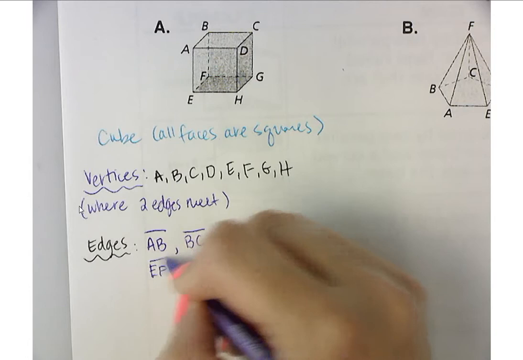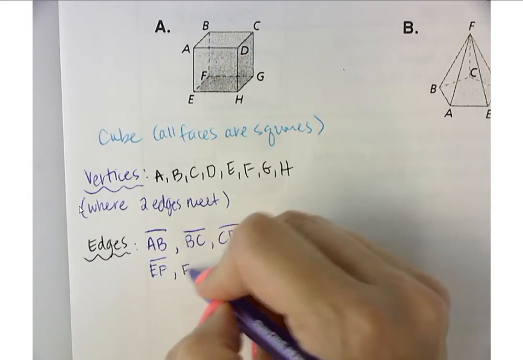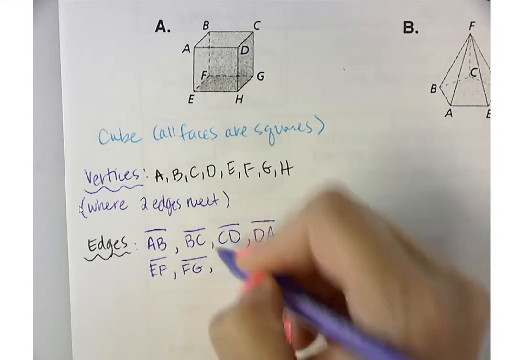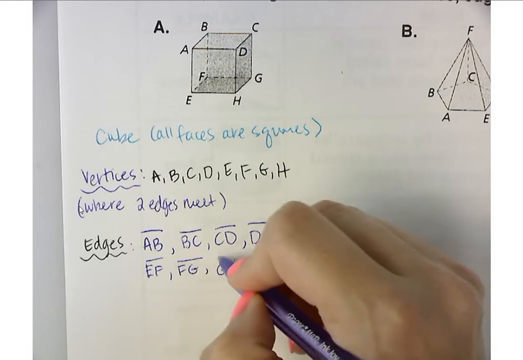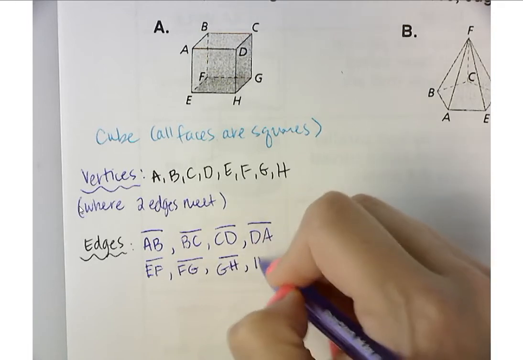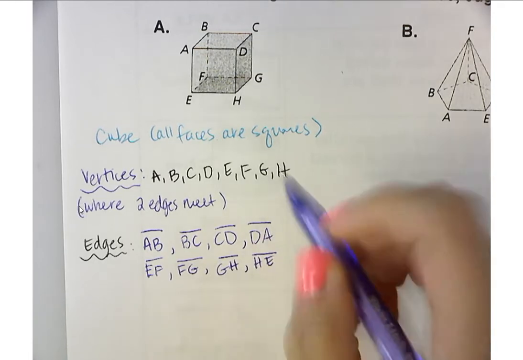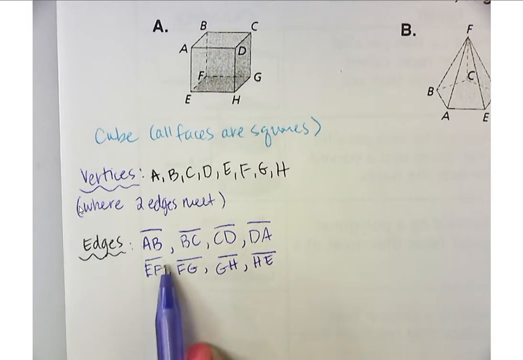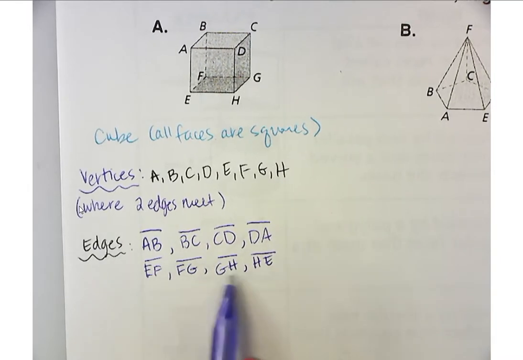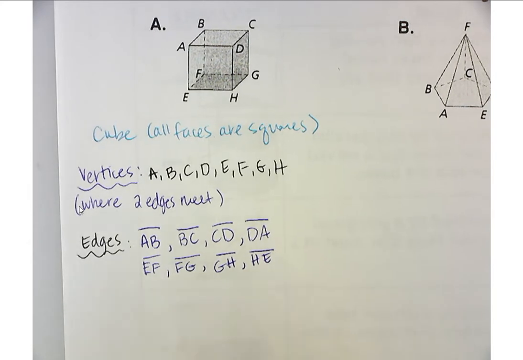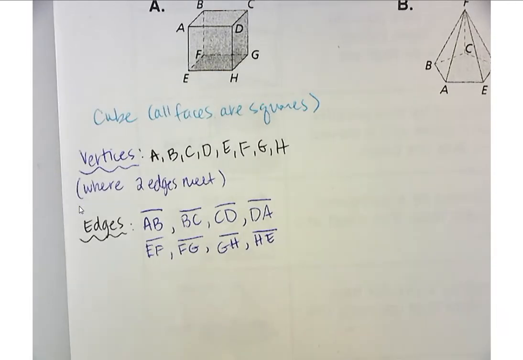The next one I did is all the edges on the bottom. So EF, FG, GH, and HE. Now again, you could label these either way. So if you had FE, GF, HG, EH, that would be perfectly fine too. But you don't have to put EF and FE because that's the same edge.